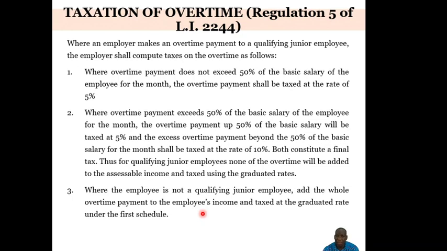I repeat, where the employee is not a qualifying junior employee. So anytime you get a question on overtime, find out whether the person is a qualifying junior employee. Where the employee is not a qualifying junior employee, please, you don't tax separately at 5% and 10%, no. The whole of the overtime will be added to the person's income and taxed using the graduated rate. This is how we tax overtime.